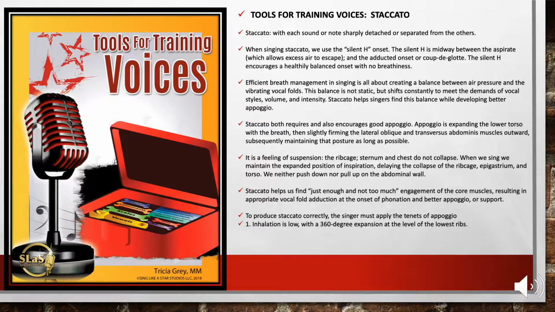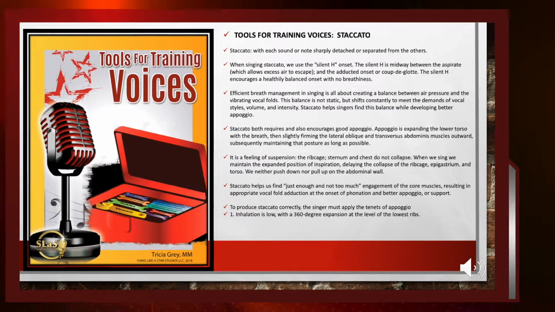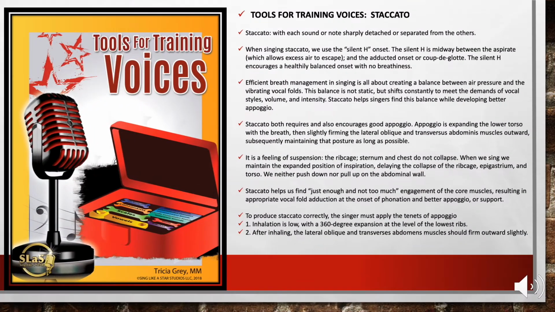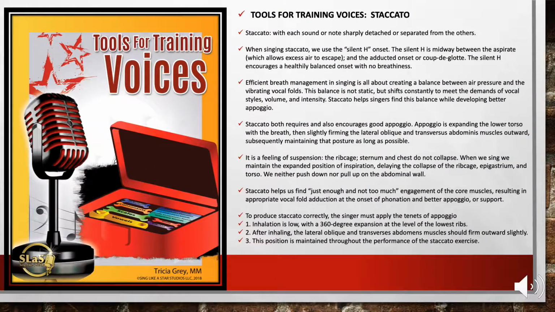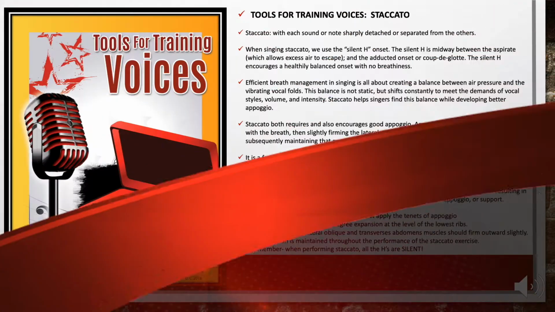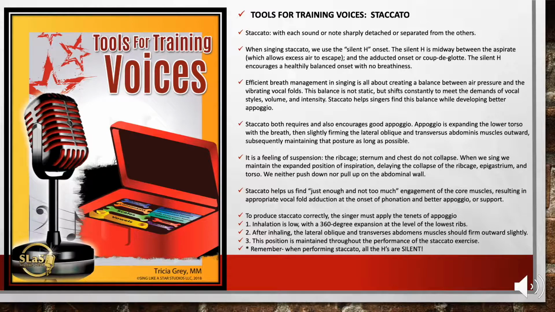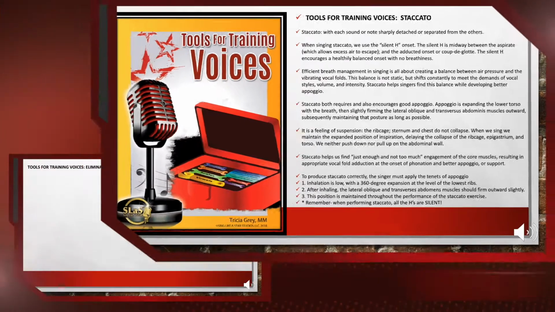1. Inhalation is low, with a 360-degree expansion at the level of the lowest ribs. 2. After inhaling, the lateral oblique and transversus abdominis muscles should firm outward slightly. 3. This position is maintained throughout the performance of the staccato exercise. Remember, when performing staccato, all the H's are silent.